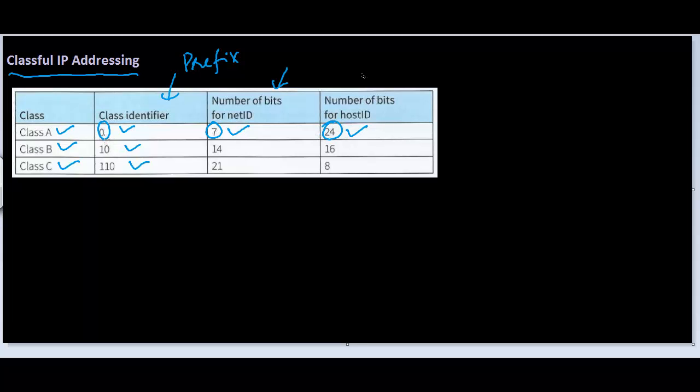Here the first 2 bits are 10, and then we have the next 14 bits used for the network ID. This makes a total of 16 bits, and the remaining 16 bits are used for the host ID. Here we have 3 bits which are used for prefix. Then we have 21 bits available for the network ID, which basically means what? 21 plus these 3 bits would be 24 bits, and the remaining 8 bits in the IP address are going to be used for the hosts.